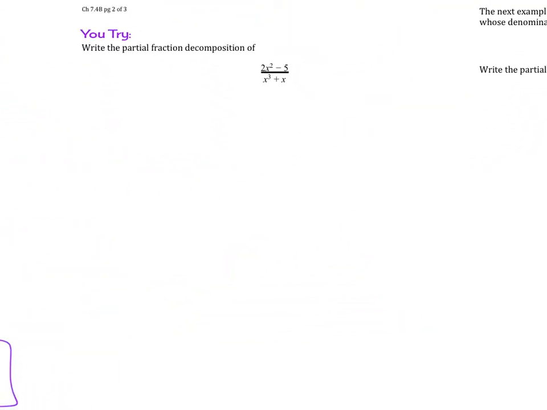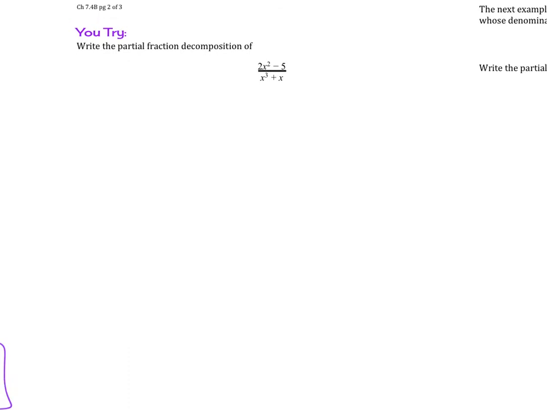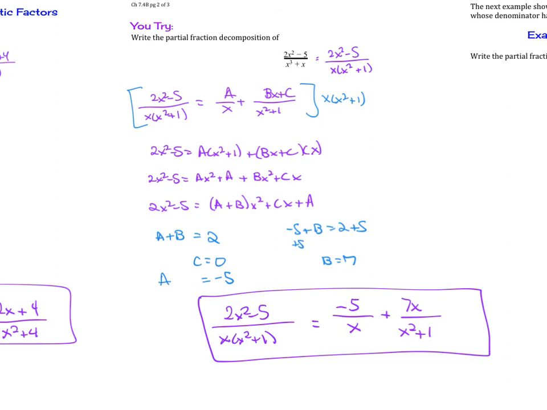So you try. Write the partial fraction decomposition of 2x squared minus 5 over x cubed plus x. So trying this out, the denominator factors to x times x squared plus 1. Then you have this polynomial, 2x squared minus 5 equals Ax squared plus A plus Bx squared plus Cx. Then you equate the x squares, the x values, and the constants together, and you find that A is -5, B is 7, and C is 0. Then you plug it in.